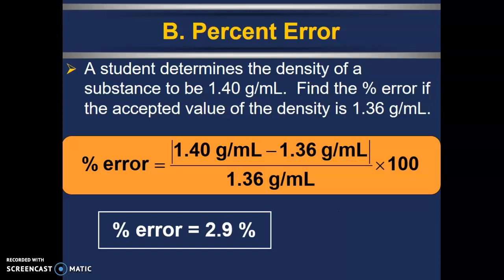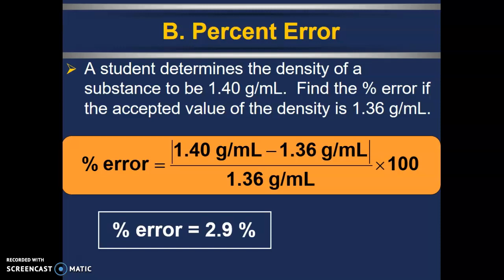So this is really good. As an experimenter, as a scientist, you want your percent error to be very, very low. So anything under 5% is absolutely excellent. So this student did a very good job in their experimentation of their measurement.